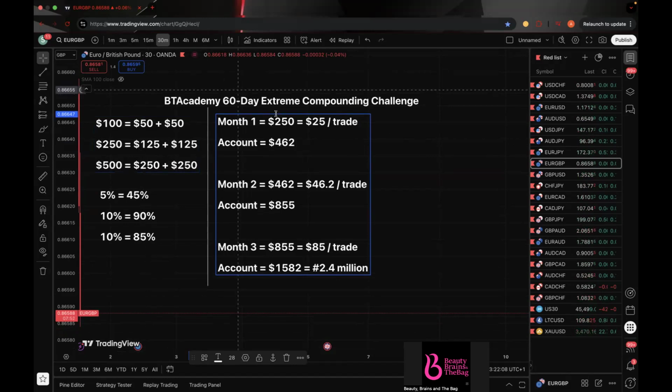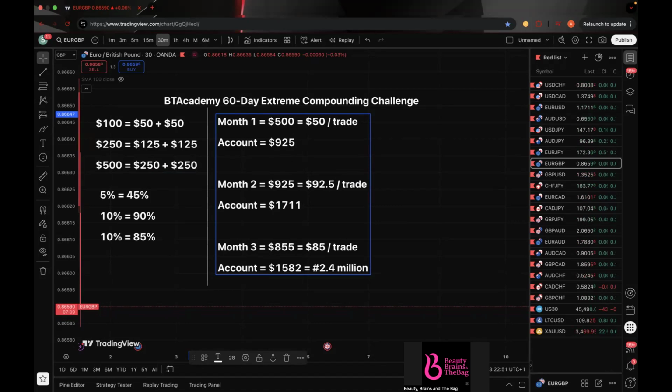So now let's go to the last one, which is the $500 account. It starts with $50 per trade, yeah? So the first month, 500 times 1.85 will be $925. Then the next month I would have 925, so risking $92 per trade, and at the end of that month, with 85% the account will grow.